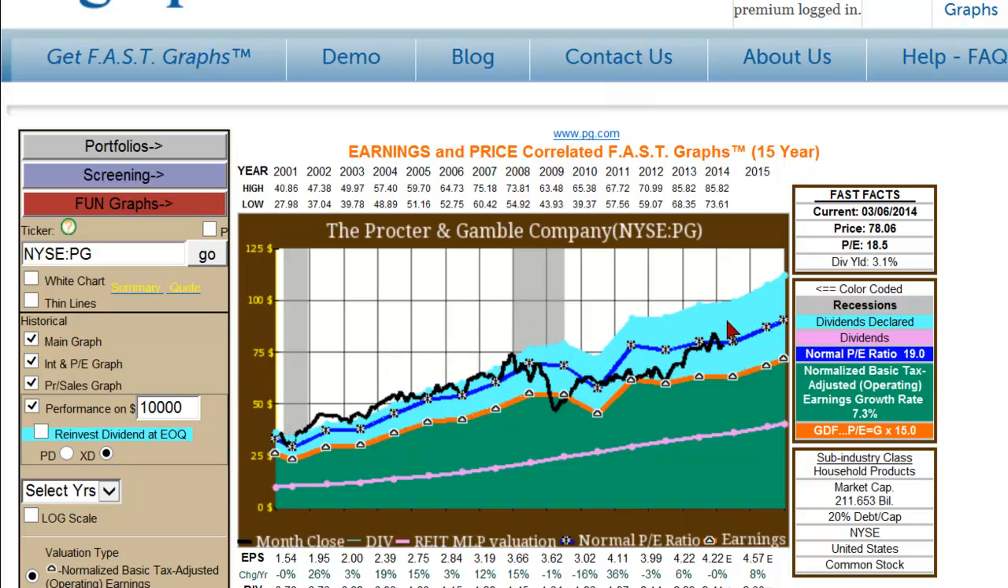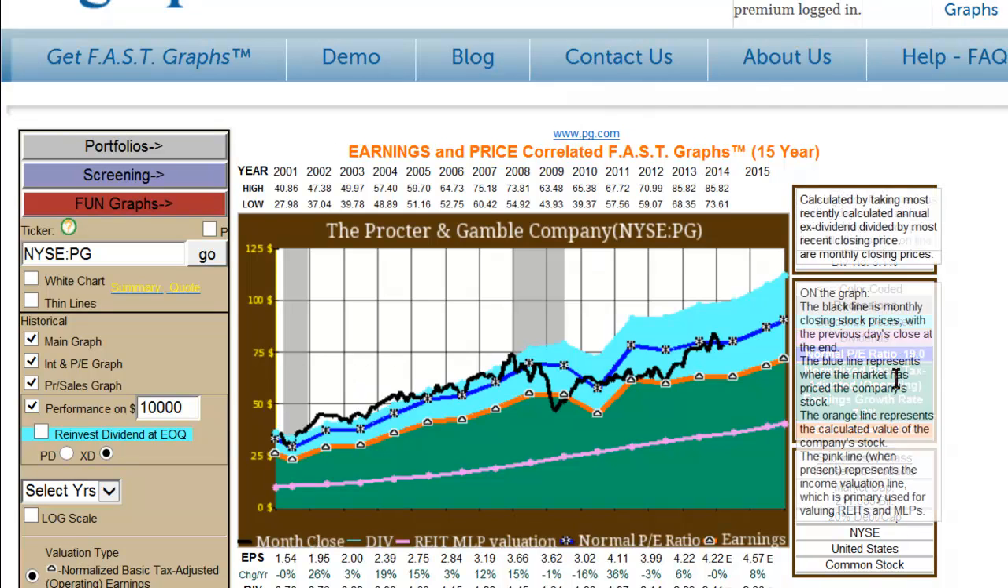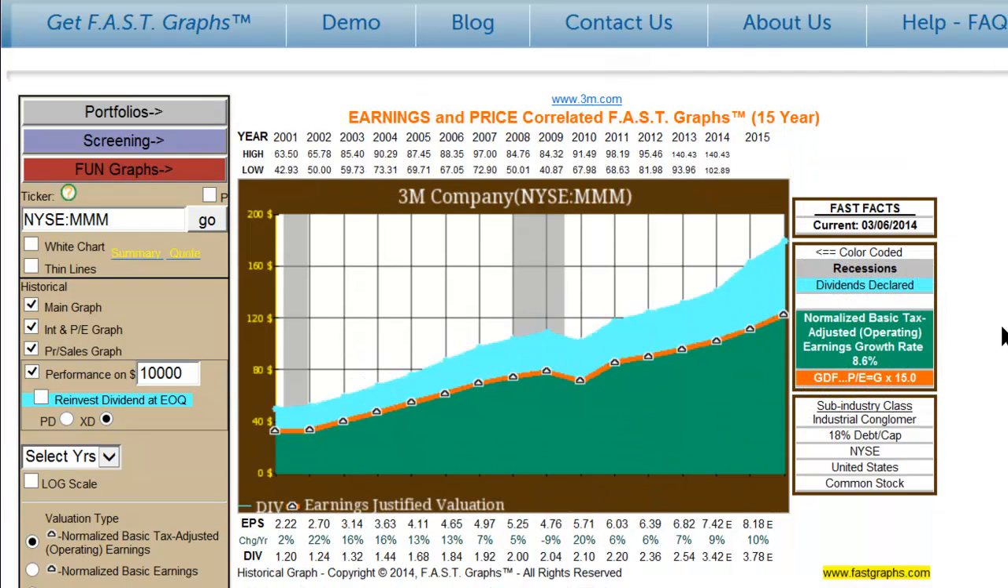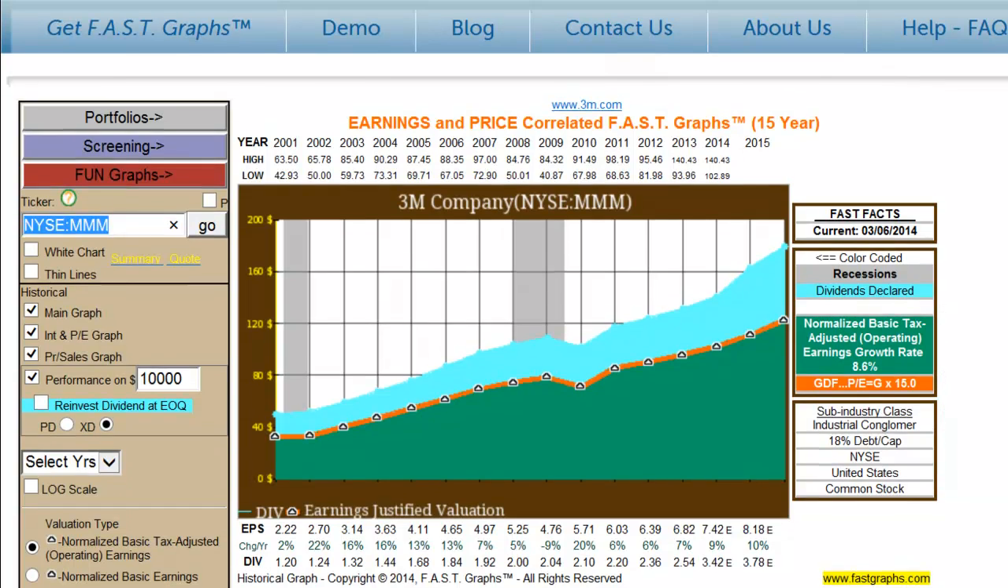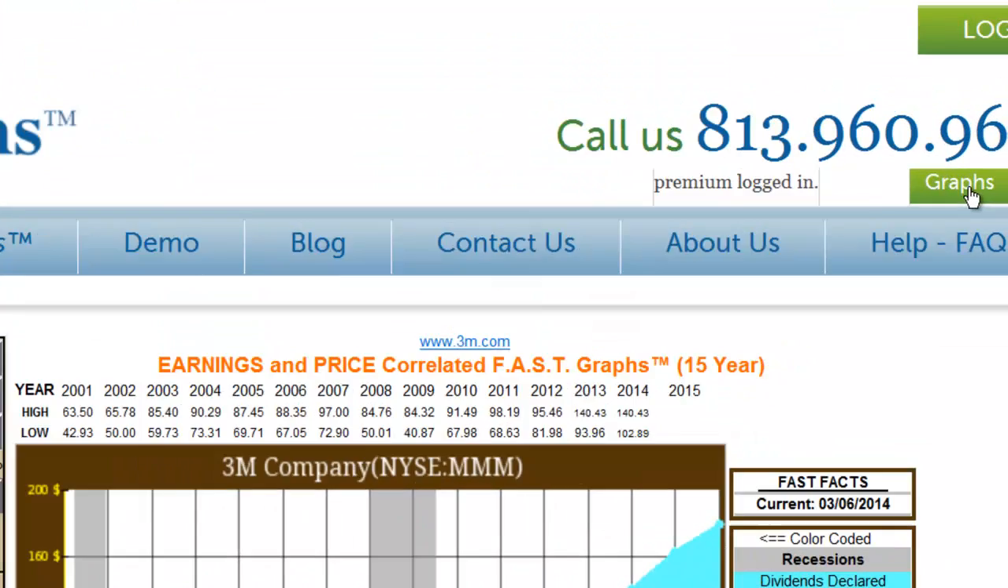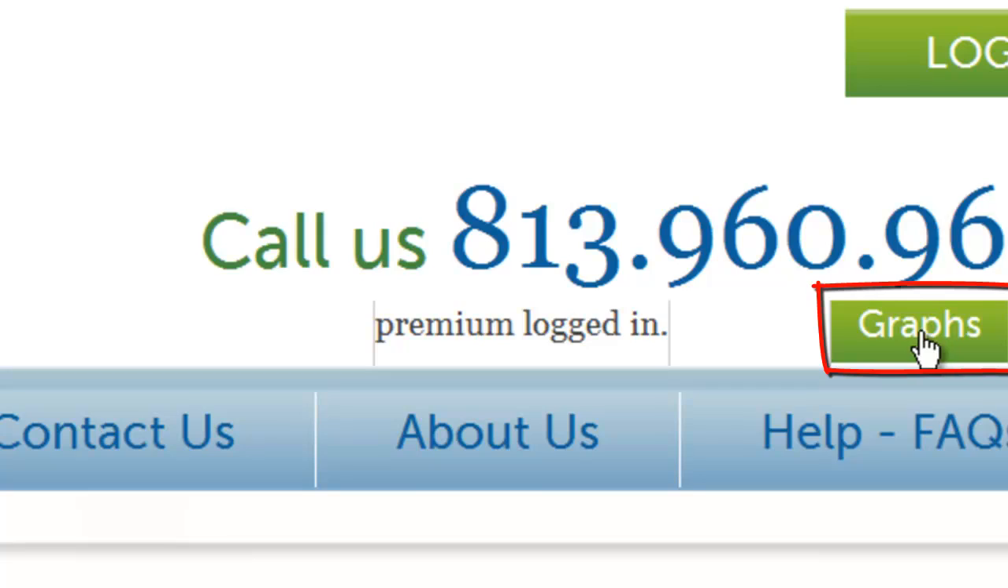When all boxes are checked, a complete historical FAST graph is created. As an aside, if the subscriber has taken the complete FAST graphs apart, as I've done here with 3M, and gets confused on how to put it back together, they can simply click the word graphs located just under our phone number, and it resets the FAST graph to its complete form.